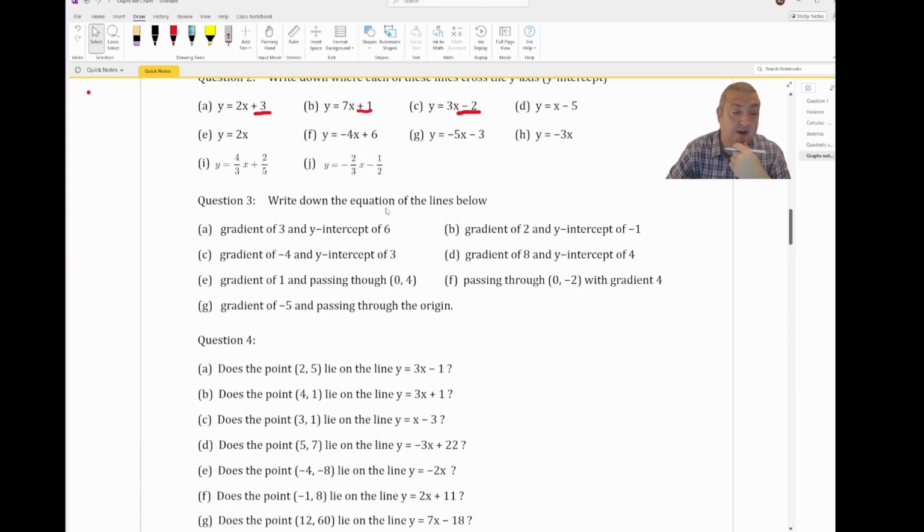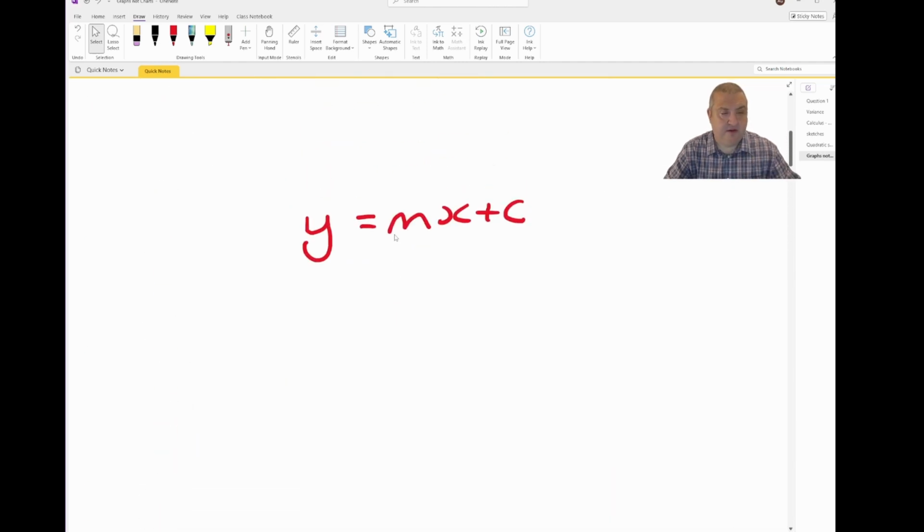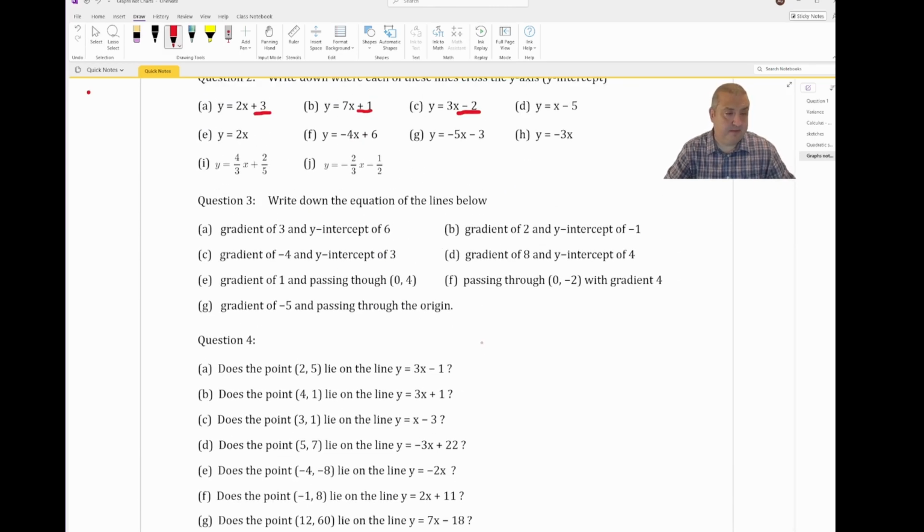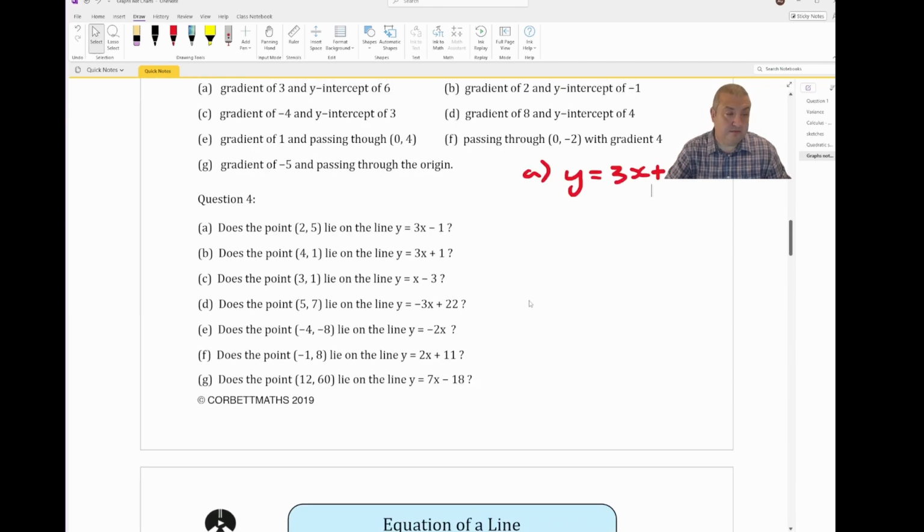Okay. Write down the equations of the lines below. So a gradient of 3 and an intercept of 6. So just go back to our equation. Remember that this is our gradient, and this is our y-intercept. So when we're looking at this here, I'll write A just down here so you can see it. It has a gradient of 3. Gradient's the M figure, and a y-intercept of -6. So it's going to cross the line at -6. And it's as straightforward as that. Sorry, it says +6.